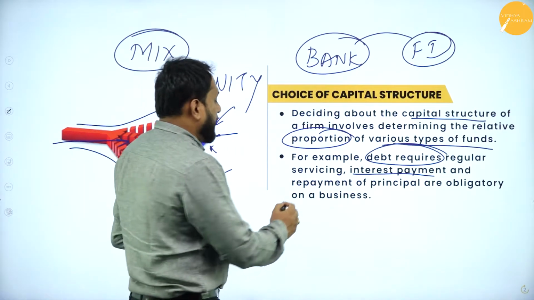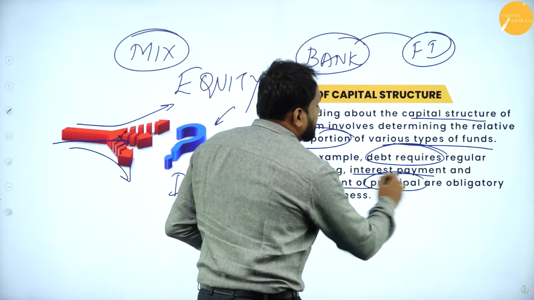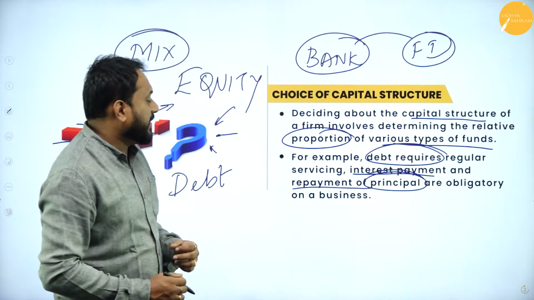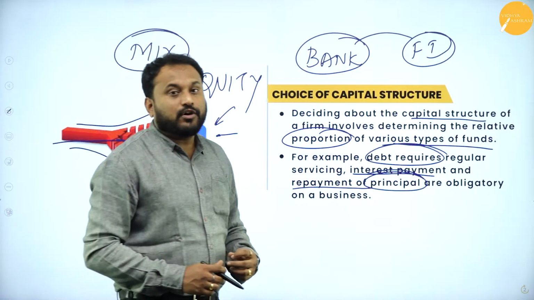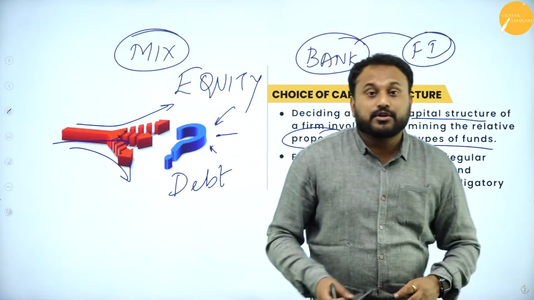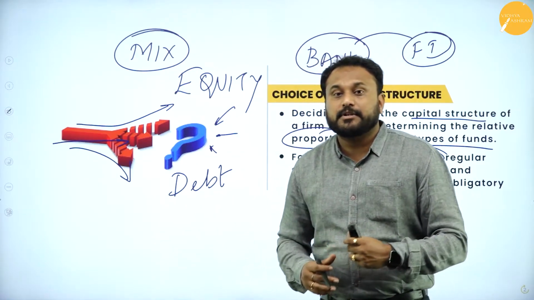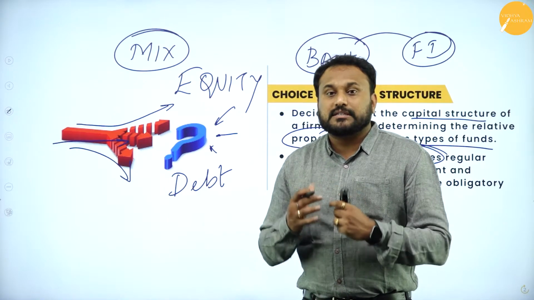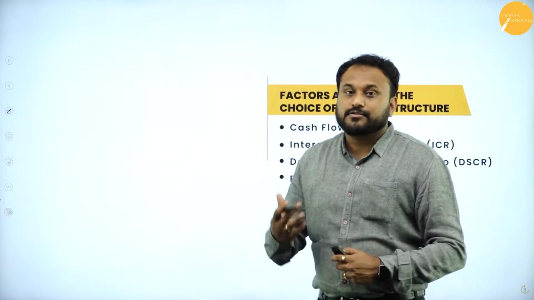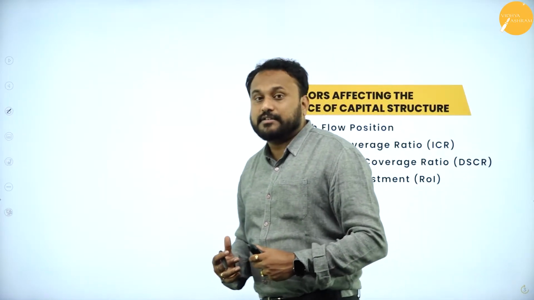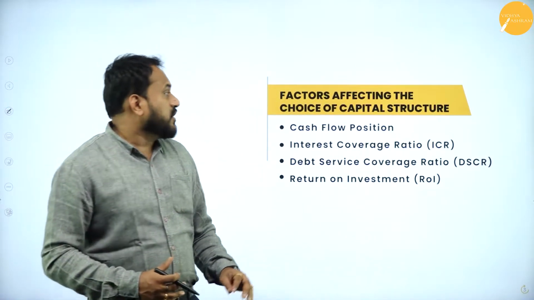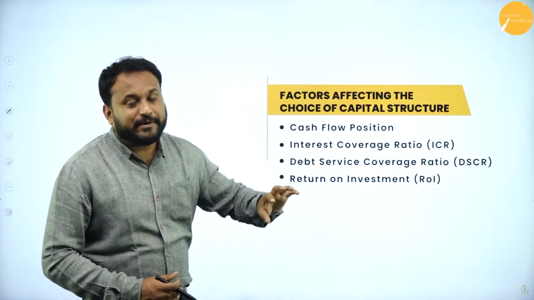Interest payment and repayment of principal are obligatory. When you go for that, what usually happens is you are supposed to know that the principal amount, whichever it is, you are supposed to pay them back. So the next one here is we have the factors which affect the choice of capital structure.